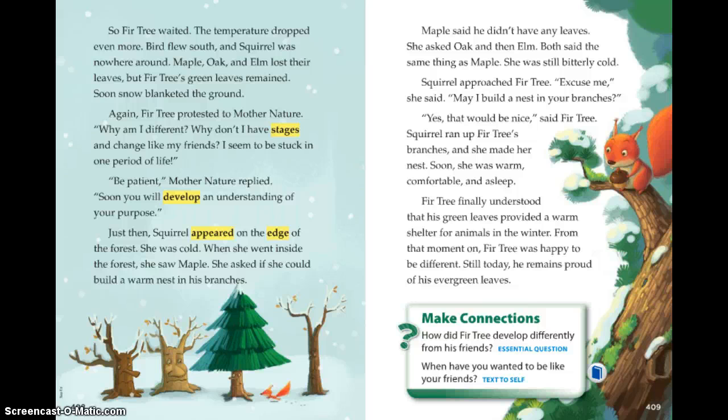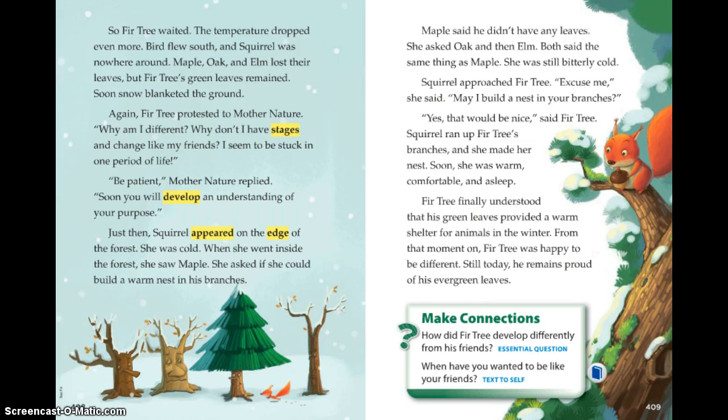Again Fir Tree protested to Mother Nature. "Why am I different? Why don't I have stages and change like my friends? I seem to be stuck in one period of life." "Be patient," Mother Nature replied. "Soon you will develop an understanding of your purpose." Just then, Squirrel appeared on the edge of the forest. She was cold. When she went inside the forest, she saw Maple.